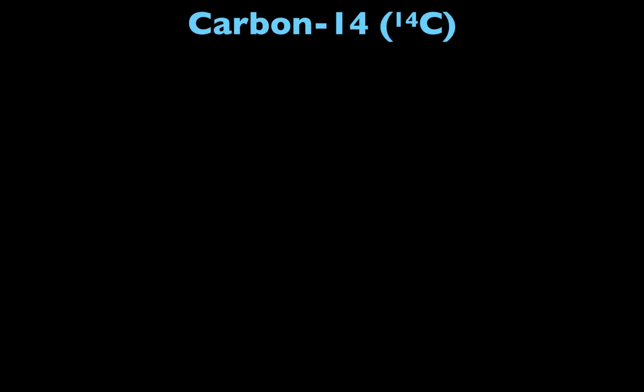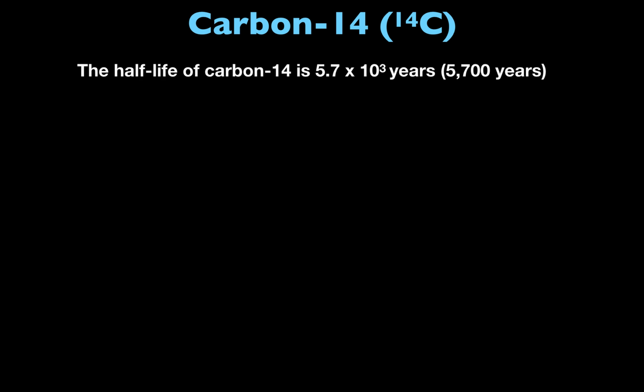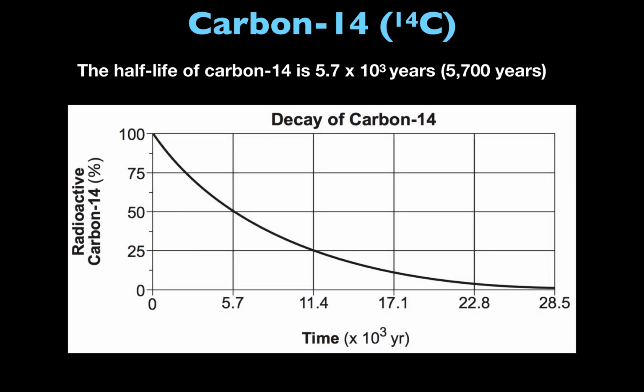So I want to end today showing you an example of carbon-14. I'm going to start off by reminding you that the half-life of carbon-14 is 5.7 times 10 to the third years, which is essentially 5,700 years. So here we have a graph that's showing the decay of carbon-14. On the x-axis we have time, and that time is expressed as 10 to the third years. And then on the y-axis we have the radioactive carbon-14 measured as a percent, so the amount of carbon-14 that we have.